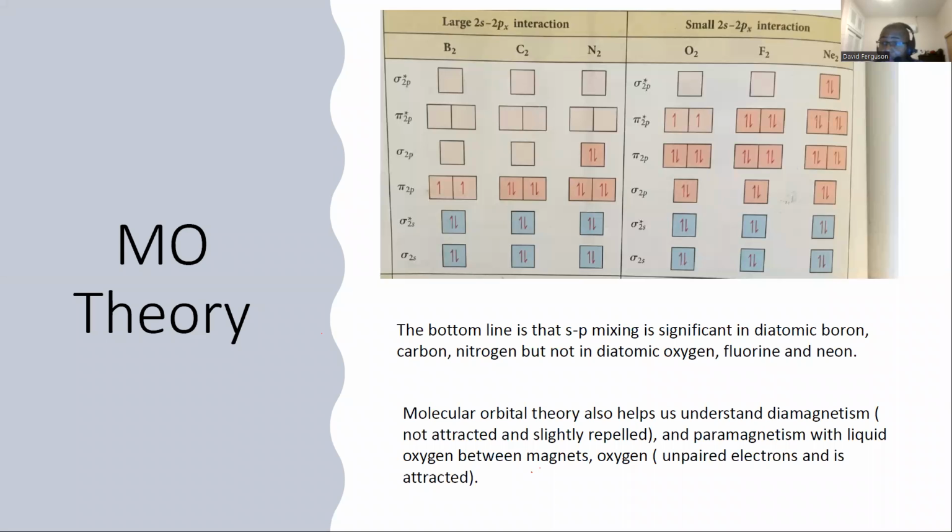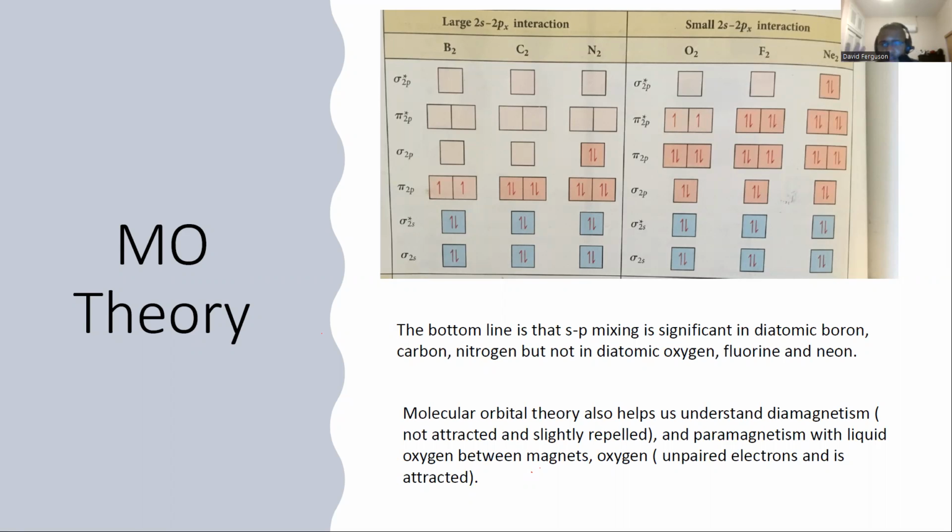We're not going into a deep quantum mechanical explanation for that. This is a general chemistry class. What we're going to do is get the main idea, get the short, summary, condensed answer for that question. Why does the order change? The bottom line is that s-p mixing is significant in diatomic boron, carbon, and nitrogen, but not in diatomic oxygen, fluorine, and neon. That's the surface level. That's just what we're going to talk about for that.